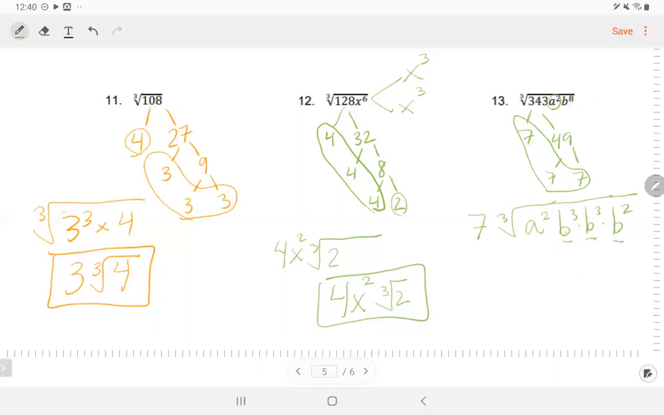So I would have 8 b's. I rewrote it like that because now I can see that I have 3 here, so I can take 1 out, and 3 here, so I can take 1 out. So this will be 7 times b, or b squared. Those will go away. Cube root of a squared, b squared.